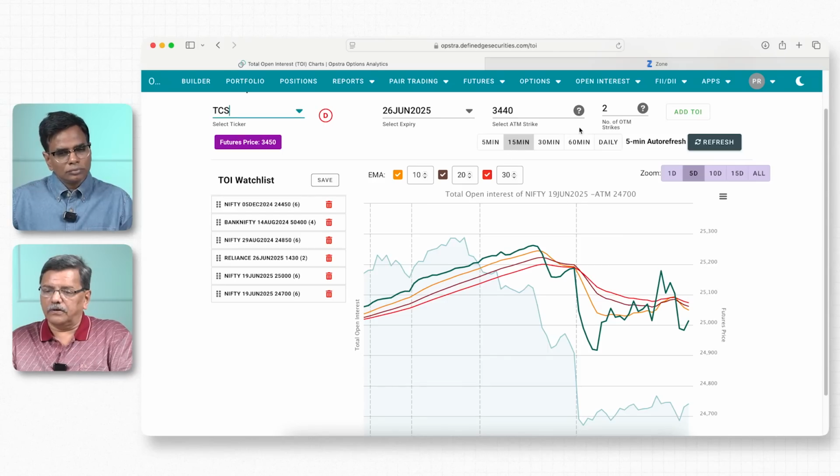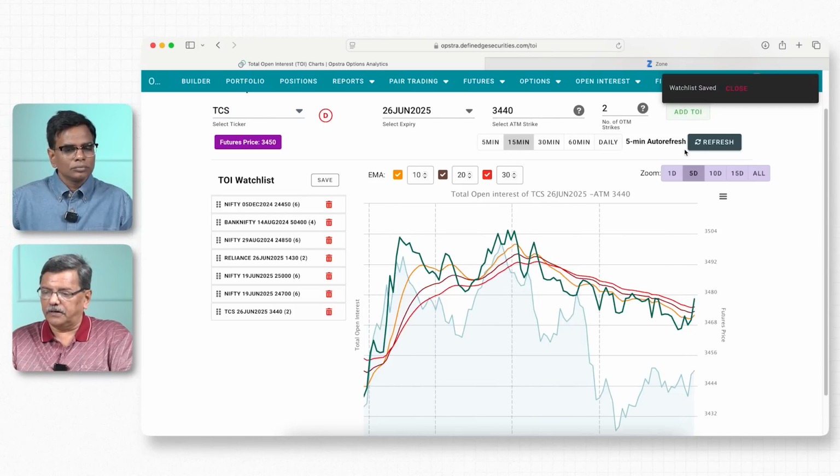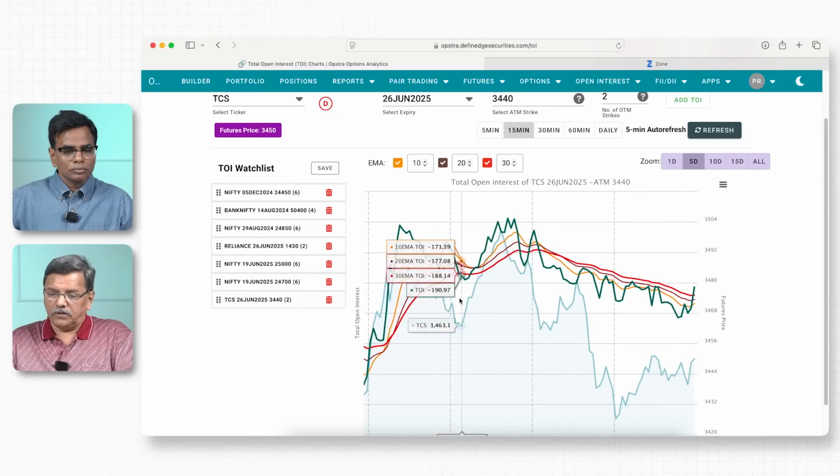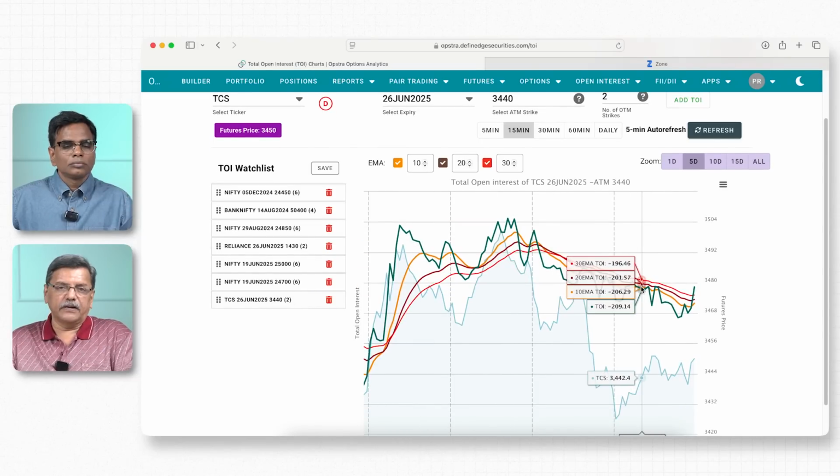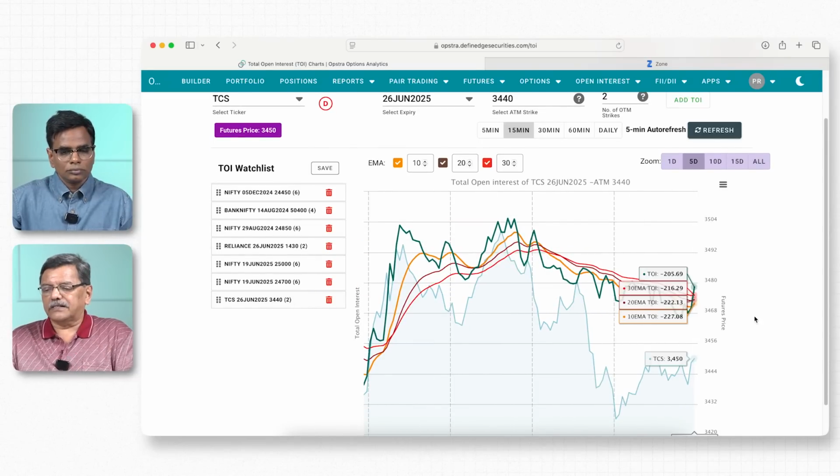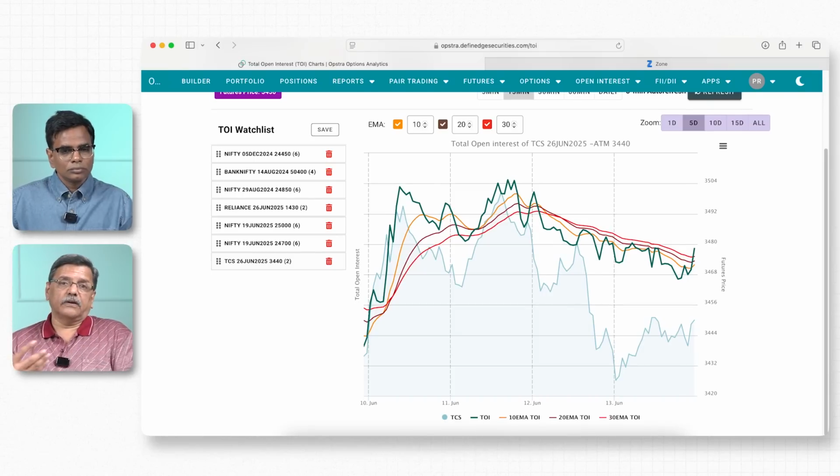So if I click on TCS 3440, which is the current. So right now what this means, by default it is 15 minutes time frame which you need to follow for a positional basis. So TCS was bullish earlier, became bearish since yesterday, and it is slightly going up now. So if it recovers, if it remains like this on Monday, that means TCS is becoming bullish.